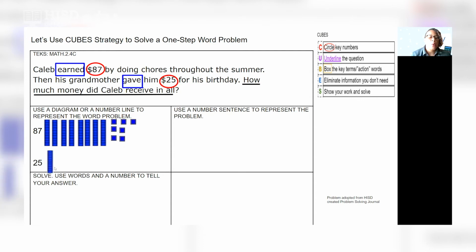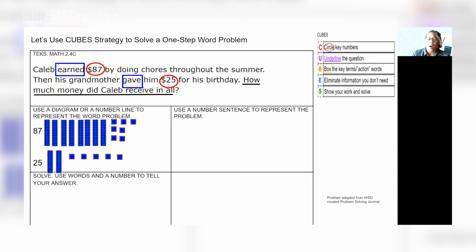10, 20, 21, 22, 23, 24, 25. So first I showed you the number 87, then I showed you the number 25. Now I'm ready to create a number sentence to solve this problem. I know I have to put it together. So if I'm going to put it together, my operation I'm going to use would be addition. So the number sentence that I'm going to create would say 87 plus 25 equals what?